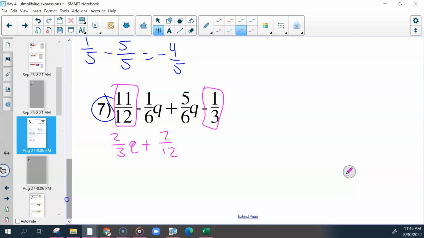So I saw a lot of 4/6, and you're super close. You just need to simplify that. We want to simplify as much as possible, always. Some of you have this term over here, so just make sure you have that first: 2/3 q, and then plus your 7/12. Anyone need to see how we got that?